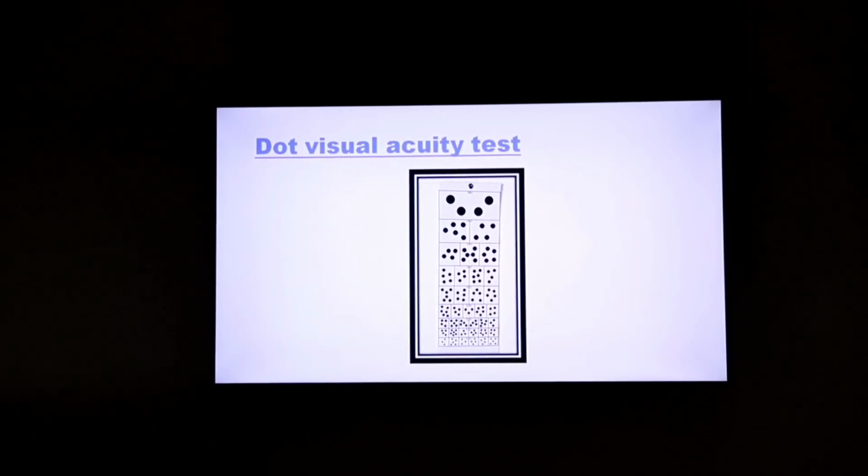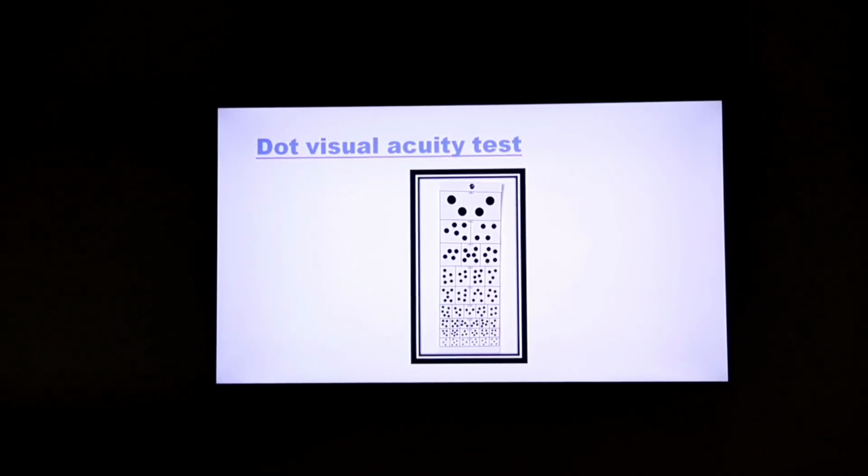Next, dot visual acuity test. The child is shown an illuminated box with black dots of different sizes. The smallest dot identified denotes the visual acuity of the child.